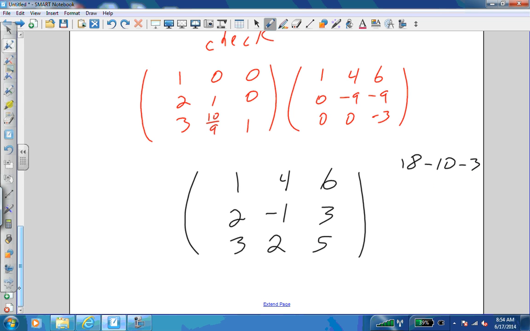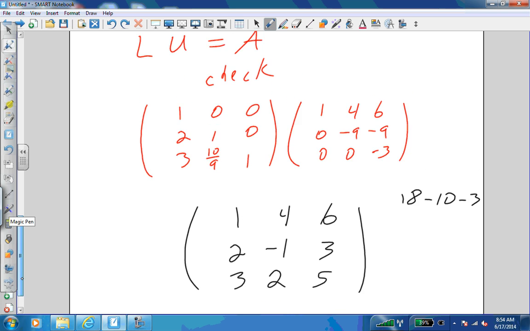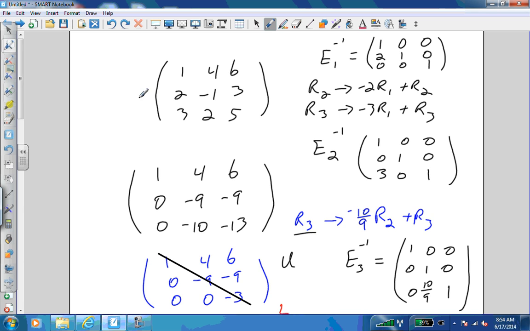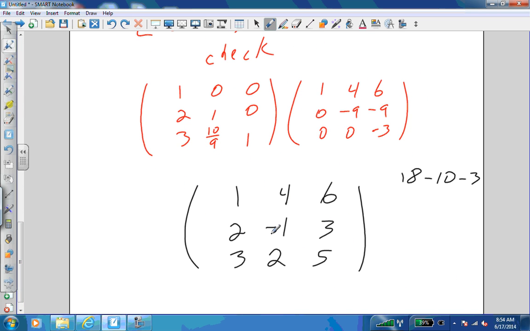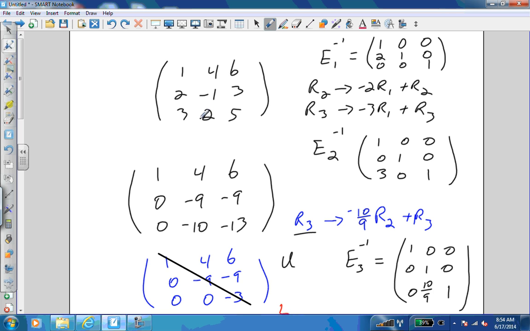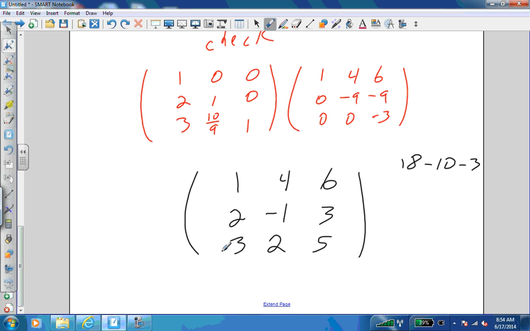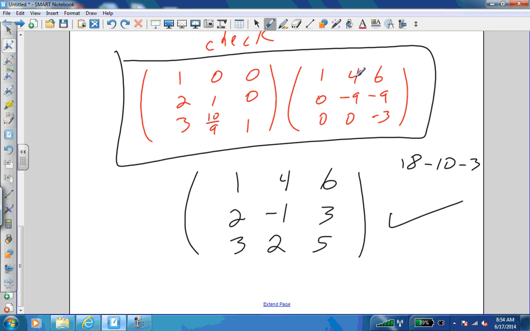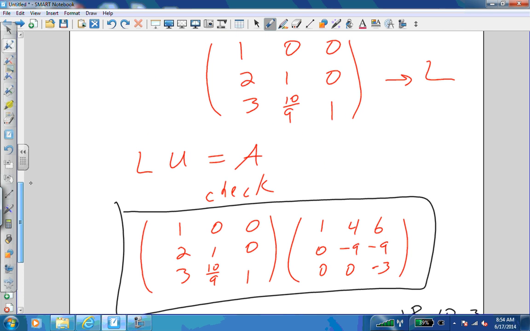Now, I guess the test is that A? Been so long, I can't remember what A is. So A, 1, 4, 6, 2, negative 1, 3, 3, 2, 5. So yes, this is the proper LU factorization of A.